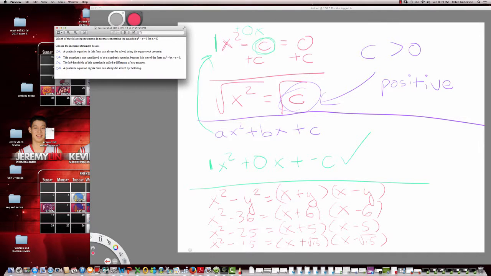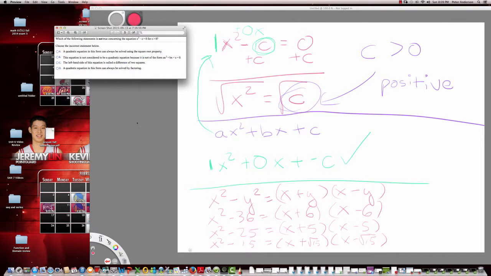And D is: A quadratic equation in this form can always be solved by factoring. So we could always use this property to factor it into two different factors. C and D are kind of related to each other. There may be some better reasons for this, and if I do come across them, I'll make another video in regards to these. But for sure, B is incorrect.